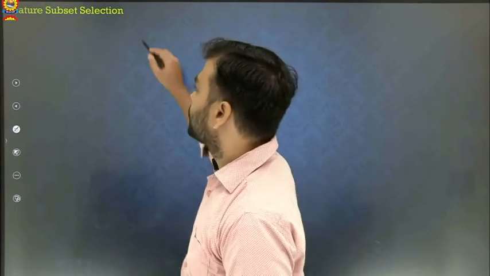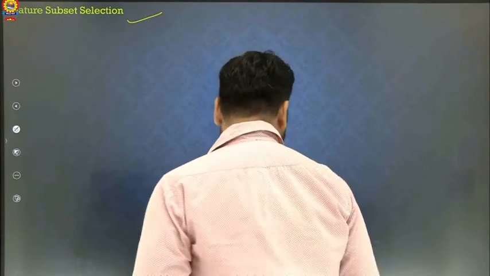One more thing: redundancy measuring and relevance measuring are used to assign the ranking to the features. Assigning the ranking to the features is very important. Now we are going to discuss how we can select the subset, that is, feature subset selection. It is important, so let us see how we select the subset.